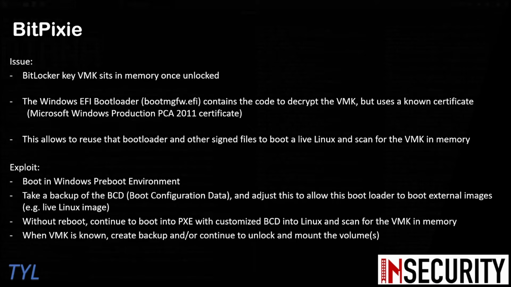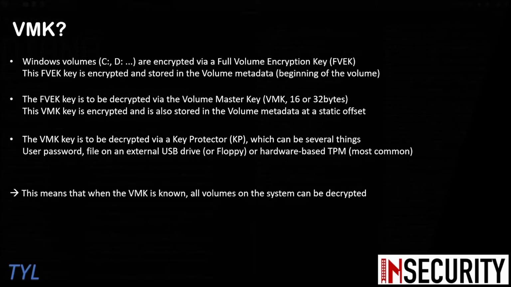What is the exploit that I want to show you? We want to boot into a Windows pre-boot environment, on the target itself. We want to take a backup of the BCD, the boot configuration data, which is actually in a shared volume that is not encrypted, and even a FAT32 volume to be correct. And then after creating that backup, we can reuse that backup to continue to boot via the network, a network boot with this BCD, into a Linux environment and then use that Linux environment to scan the memory for that clear text volume master key. When we have that VMK, then the exploit is more or less done, but then that's where the fun starts.